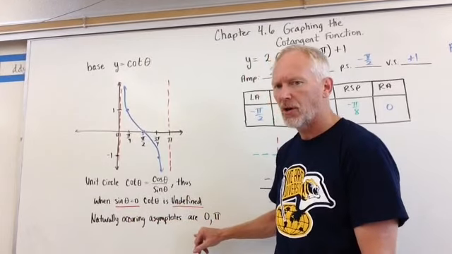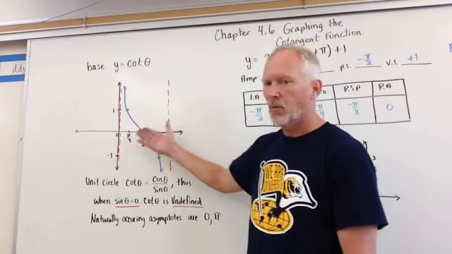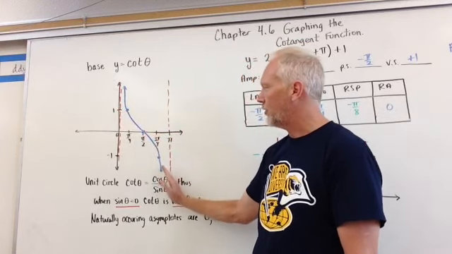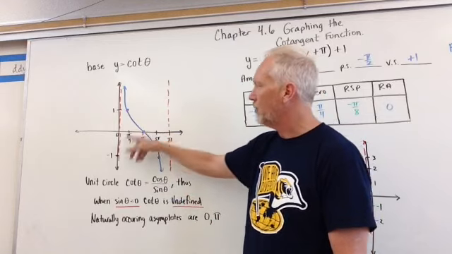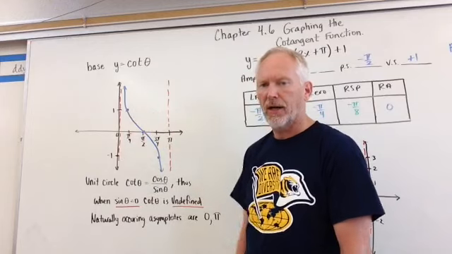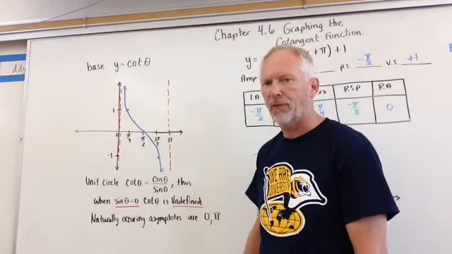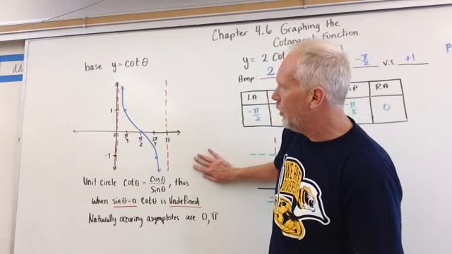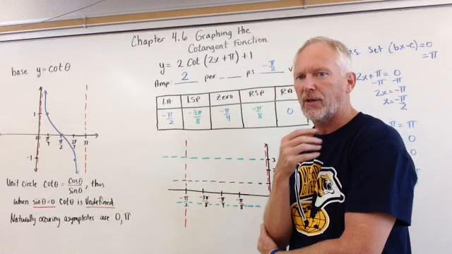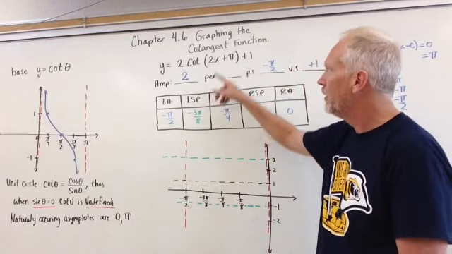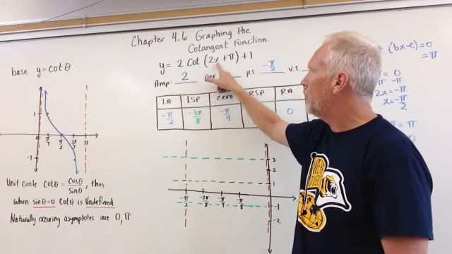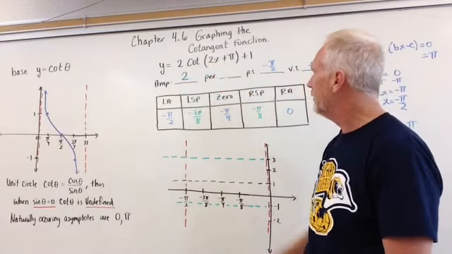Naturally occurring asymptotes are 0 and pi. We notice in the graph that it rises to the left and falls to the right. Our naturally occurring asymptotes are at 0 and pi. Normally the period is pi for these. That's the general. Now let's look at an example where we might be shifting some things, and we do in fact in this example. Example number 1, y is 2 cotangent of 2x plus pi, plus 1.